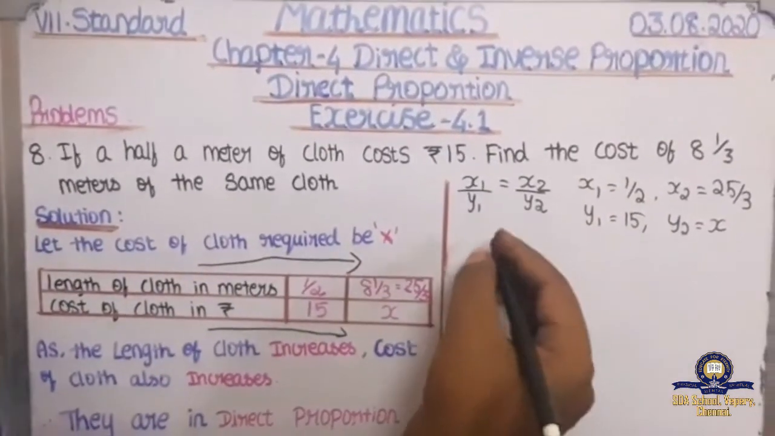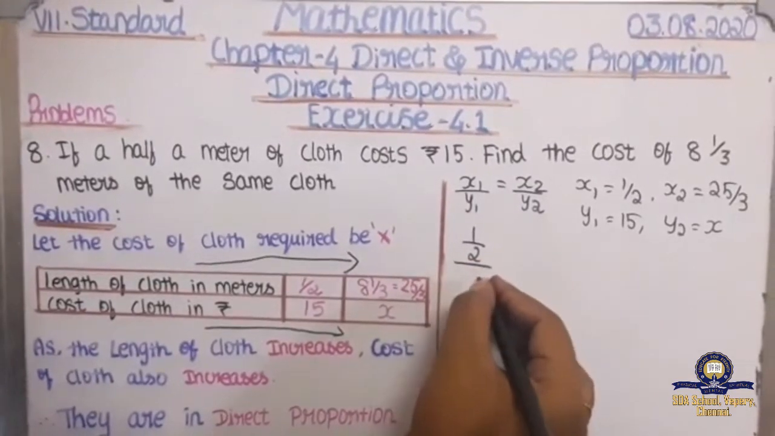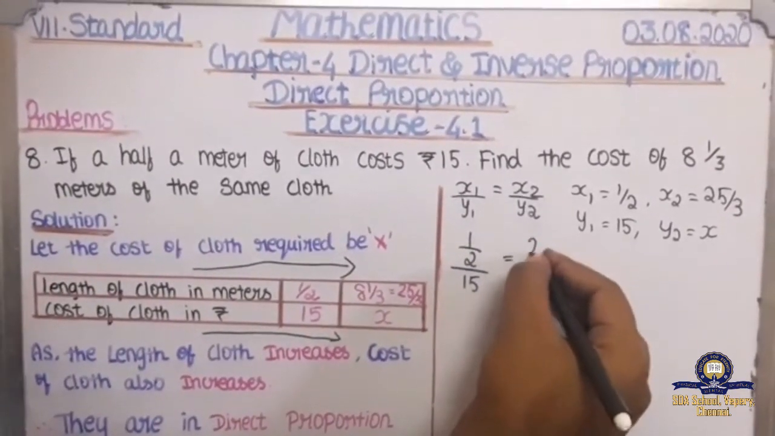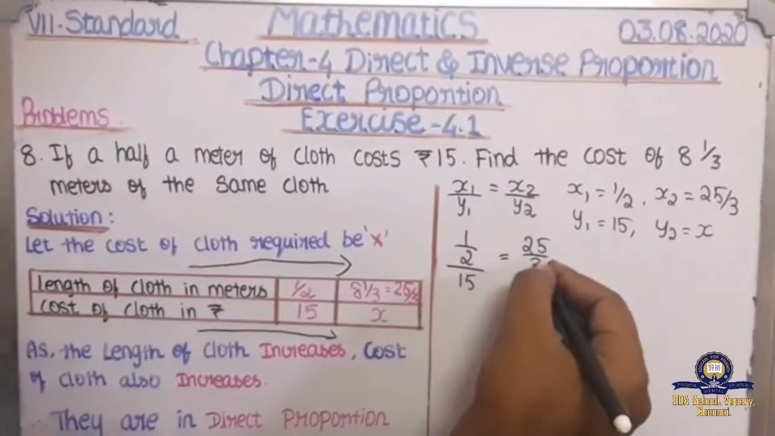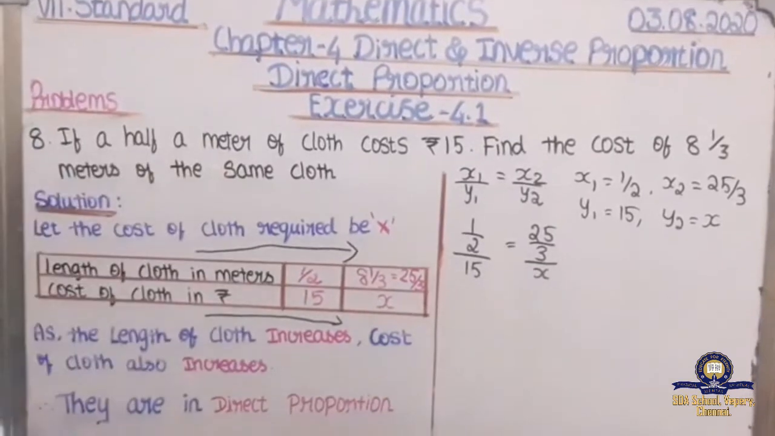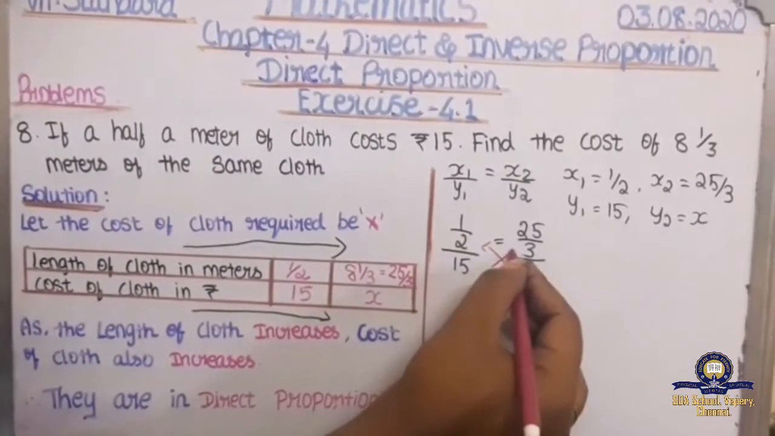Now we substitute the value. What is the x1? 1 by 2 divided by what is the y1? 15 is equal to what is the x2? 25 by 3. And what is the y2? We didn't know. It is denoted as x value. Now we can make the cross multiplication.